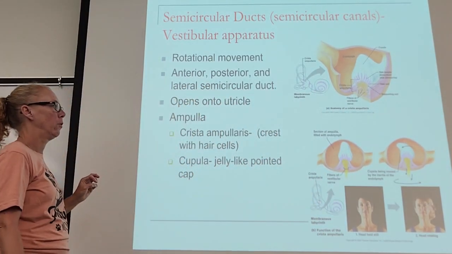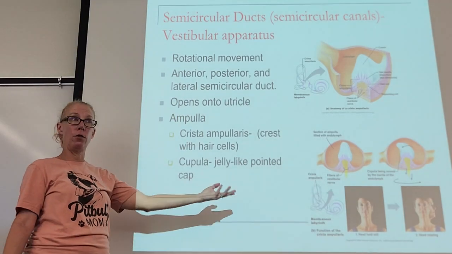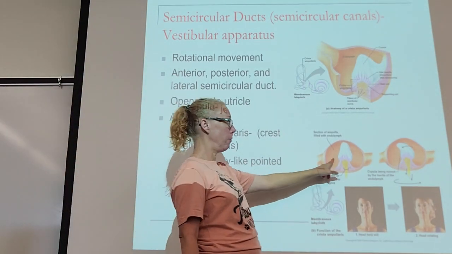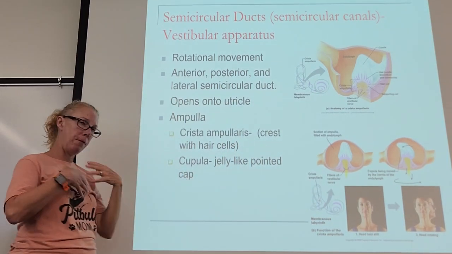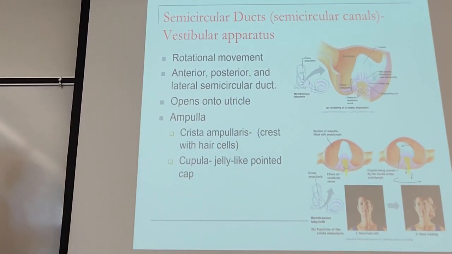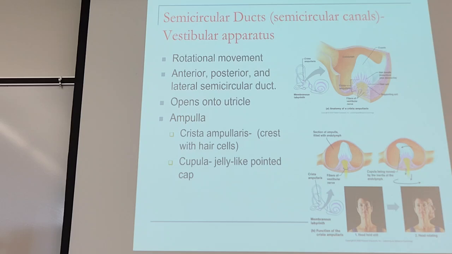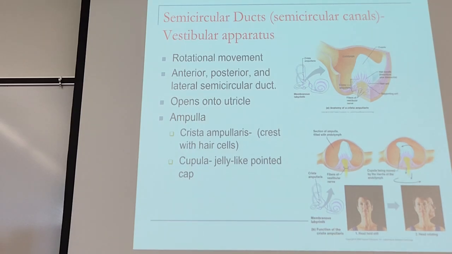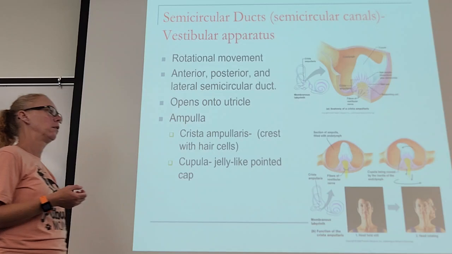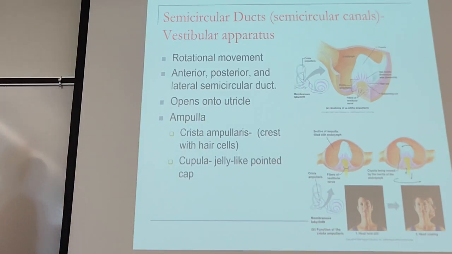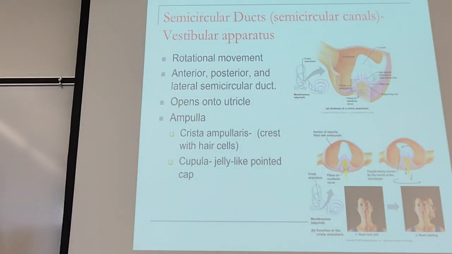So when you rotate your head to the left or to the right, endolymph is going to move the cupula, which is going to pull on the hair cells and fire off those nerve endings, sending impulses down the vestibulocochlear division of your cranial nerve to the cerebral cortex for conscious level processing of the fact that you're rotating your head to the right or to the left.